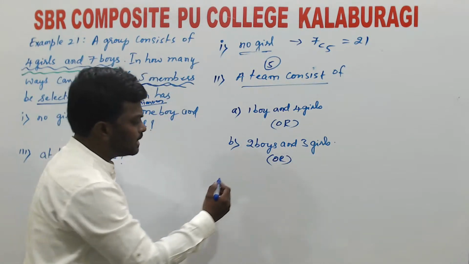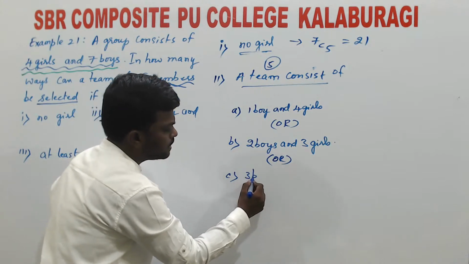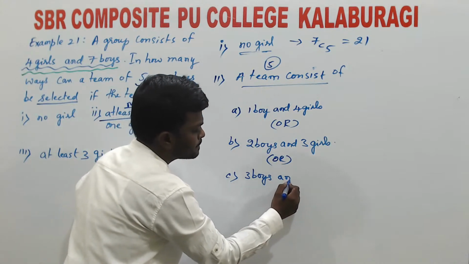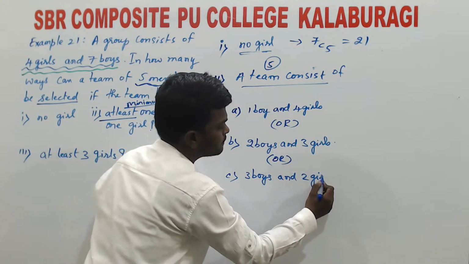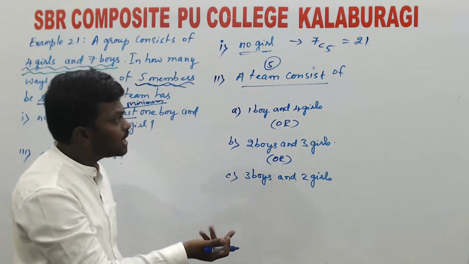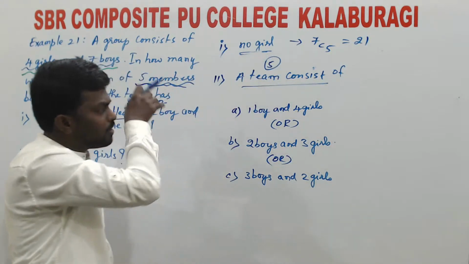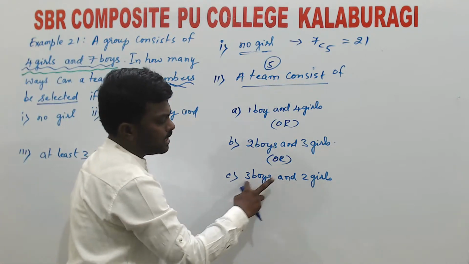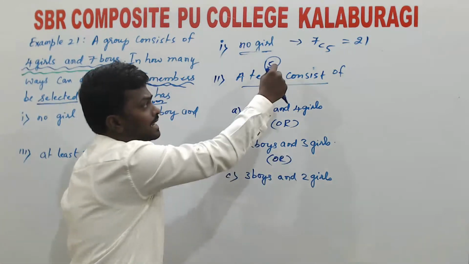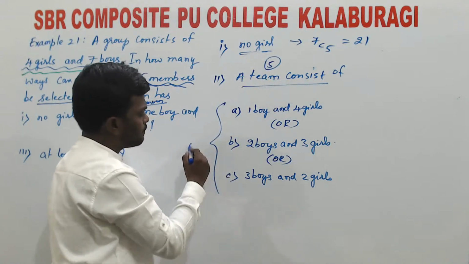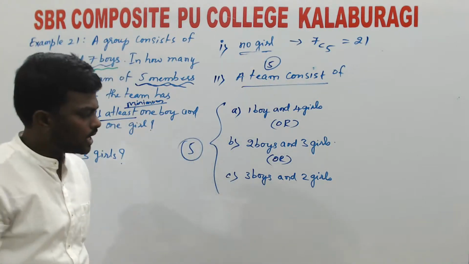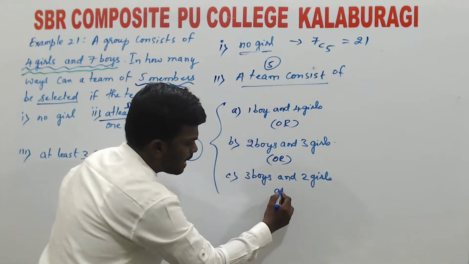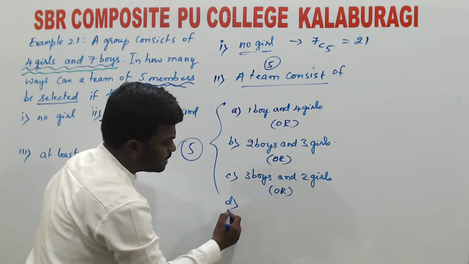Or you can make a team in this manner: three boys and two girls. Why am I changing numbers? I have to make a team of five, so I cannot take four girls here. Three plus four will become seven. I need a team comprising five members. Or I can select a team in this manner.